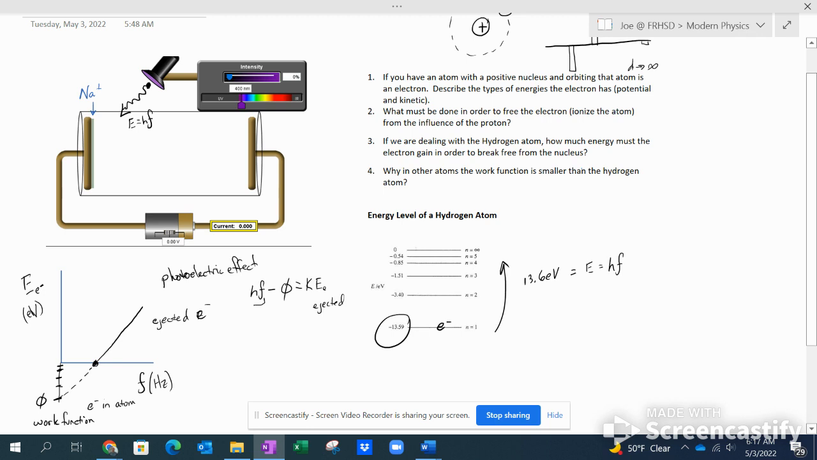So this equation here, this is the energy of the incoming light. This here is the work function, which is the energy required to eject an electron from an atom or a molecule. And what's left over is the kinetic energy of the ejected electron.